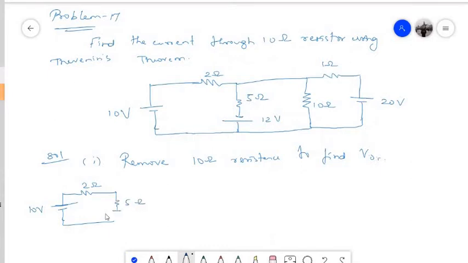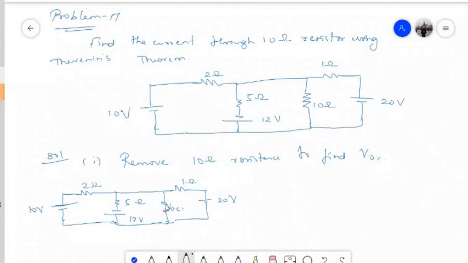5 ohm, 12 volt. Now I have actually open circuited these terminals, removed 10 ohm. So this will be a 1 ohm resistance. It's the 20 volt. So this is the voltage that we need to find out. And this voltage is same as what?